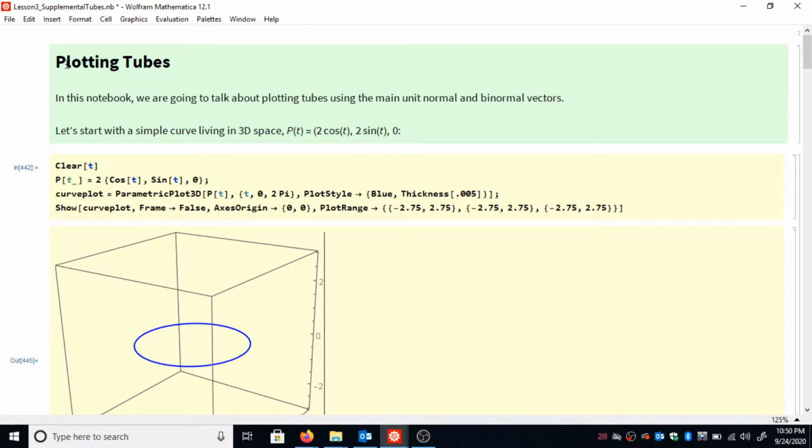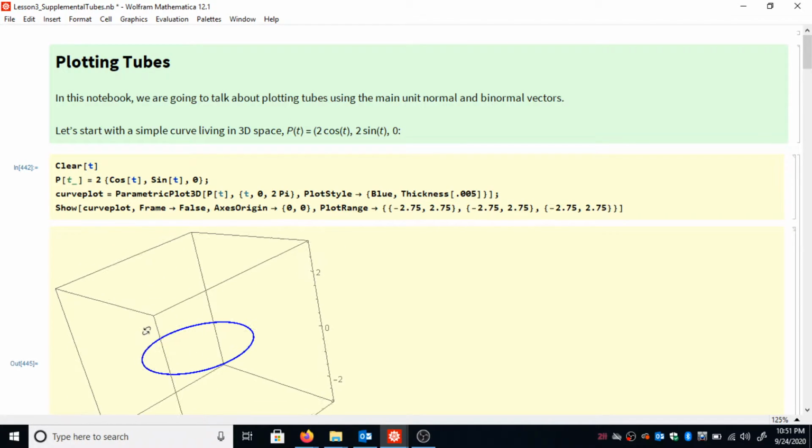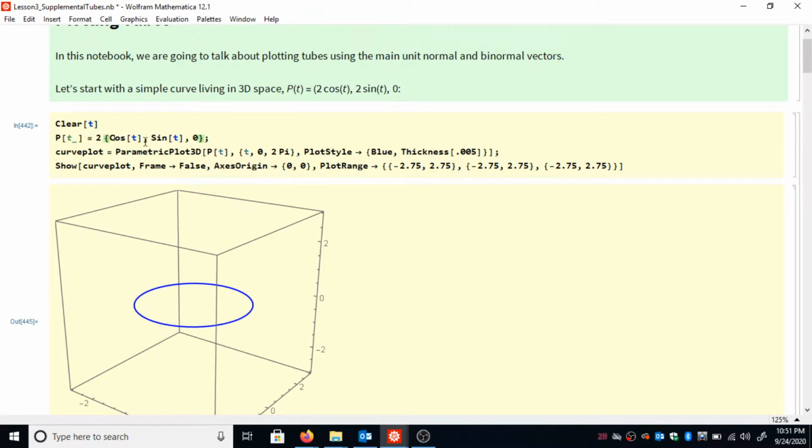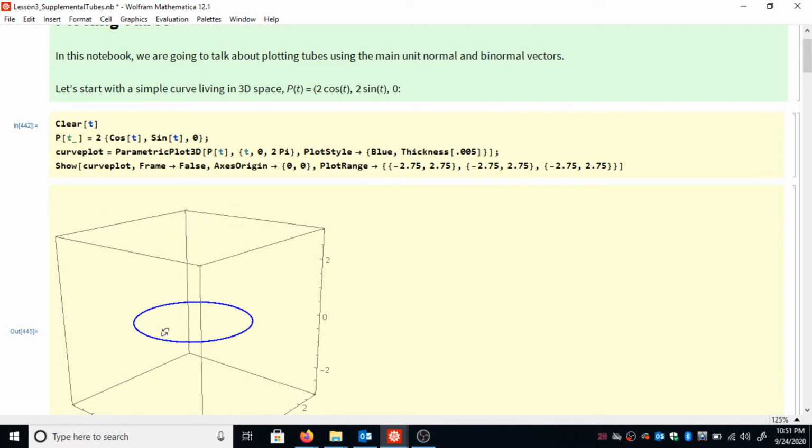Hi guys, in this video I'm going to talk about plotting tubes using the main unit normal and binormal vectors. I'm going to start with a really simple curve in three-dimensional space. I've got a circle of radius 2 that I've essentially just embedded into 3D. So technically this curve is three-dimensional because it's 2 cosine t, 2 sine t, 0, but it's a very simple three-dimensional curve.